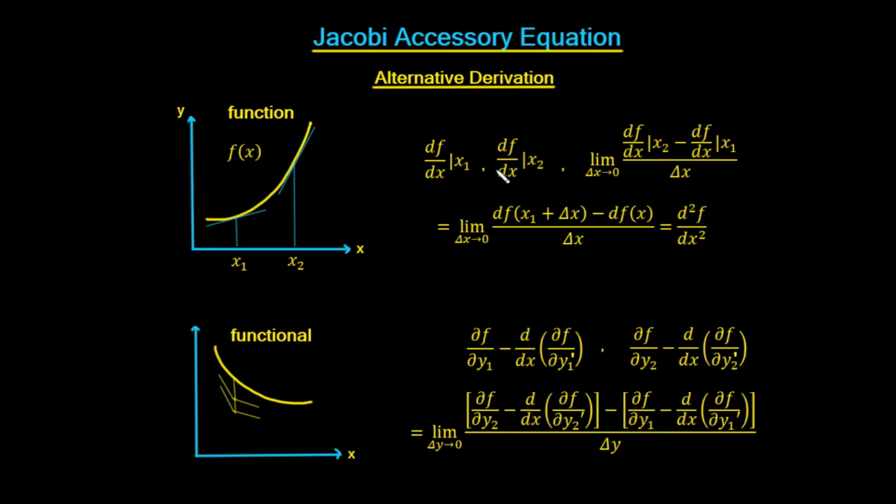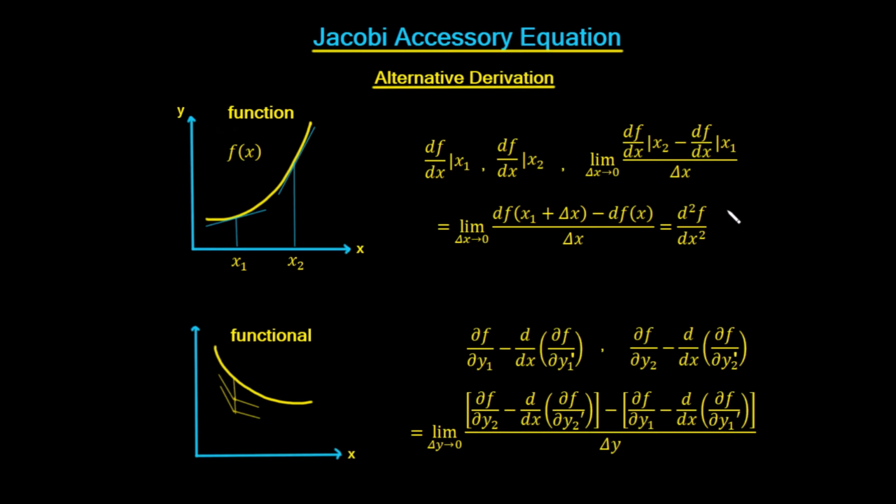So in order to find this second derivative, you can take the df by dx at x2, take away df by dx at x1 and divide it by delta x and take a limit as delta x tends towards 0. This delta x would be the x2 minus x1. So that's going to be the same as df of x1 plus delta x minus df of x all upon delta x, and it's the limit as delta x tends to 0. That's going to give us the second derivative, d squared f by dx squared. There's nothing new in that, it's just the statement of the second derivative of a function.